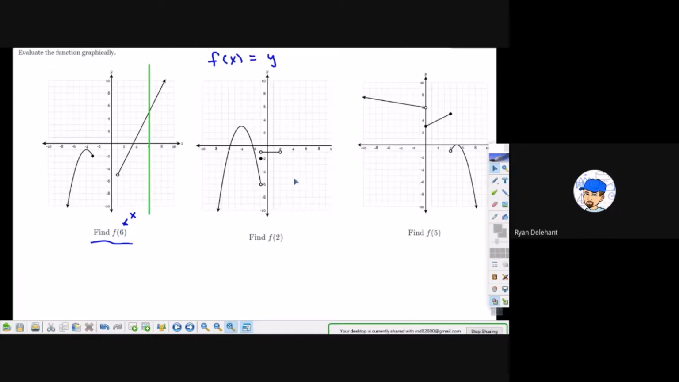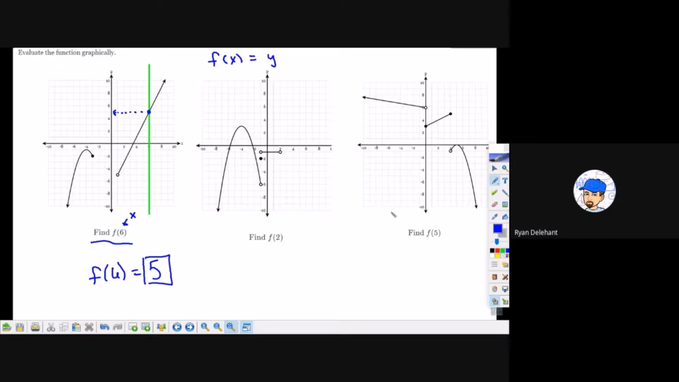It wants to know at 6, where do we intersect the graph? Well, we trace up here and we hit here. All of these should be whole numbers, pretty much. And it's asking me what this number is over here. So the answer to f of 6 is 5.